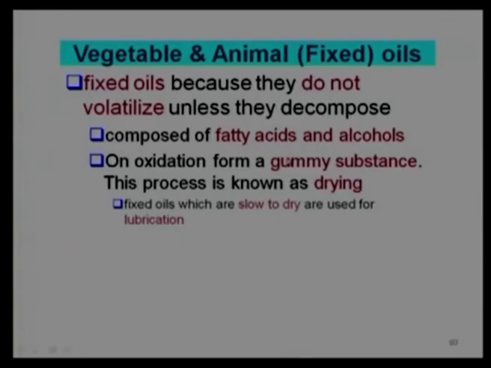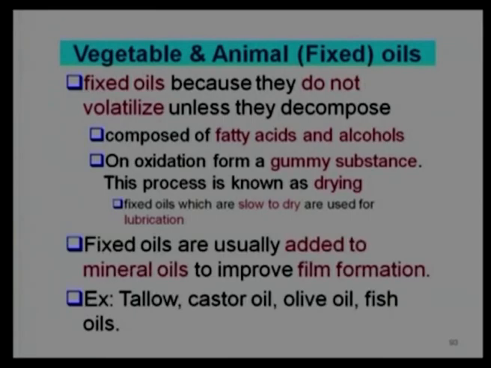Now, this last line of the slide says the fixed oil which are slow to dry are used for lubrication, or in other words, fixed oil, vegetable or animal oils which are slow to oxidize will be preferable lubricant compared to rapidly oxidized vegetable oils, rapidly oxidized animal oil. To reduce oxidation, they need to be processed properly. To avoid the more complications, we can use fixed oil in mineral oils.